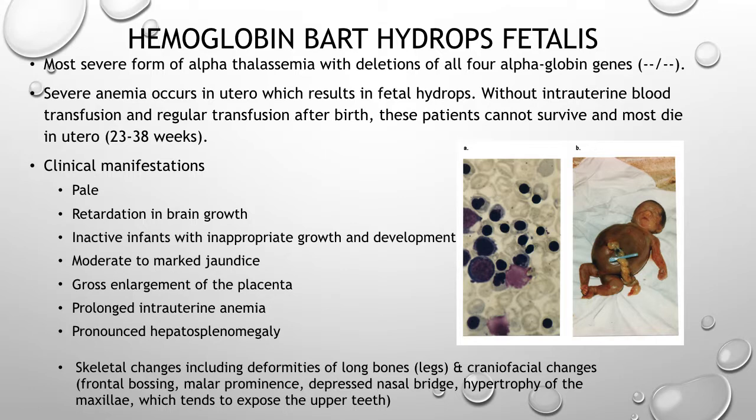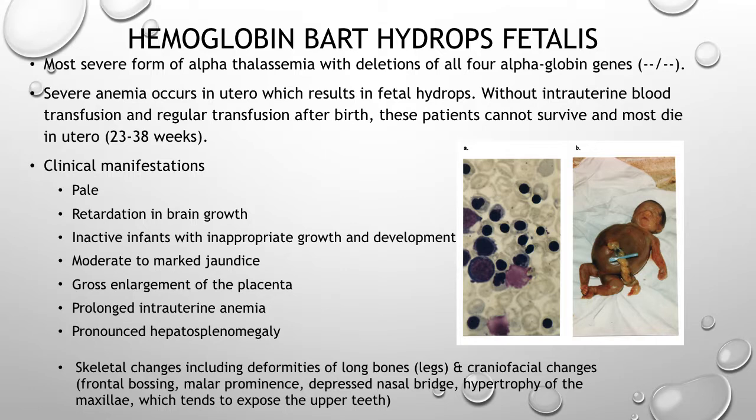The clinical manifestations include being pale, retardation in brain growth, inactive infants with inappropriate growth and development, moderate to marked jaundice, gross enlargement of the placenta, prolonged intrauterine anemia, and a pronounced hepatosplenomegaly. You'll also see skeletal changes that include deformities of the long bones, especially in the legs, and craniofacial changes including frontal bossing, malar prominence, depressed nasal bridge, and hypertrophy of the maxilla, which tends to expose the upper teeth.